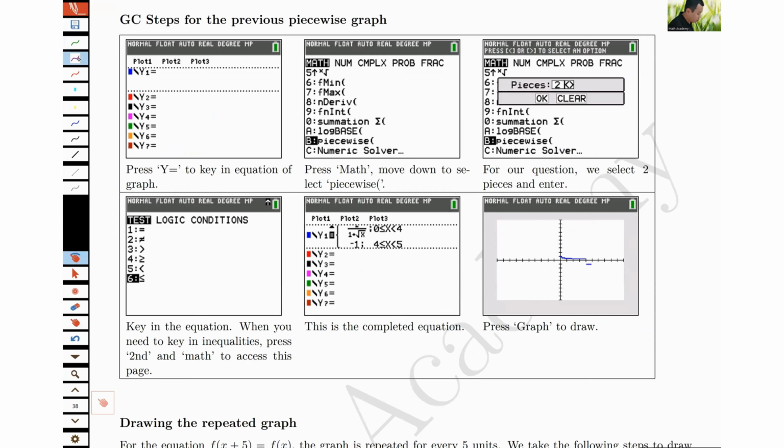So this is the usual position where you sketch your graph, but you're going to select something like this. Go to math, there is this piecewise that appears. There is this B that appears called piecewise.